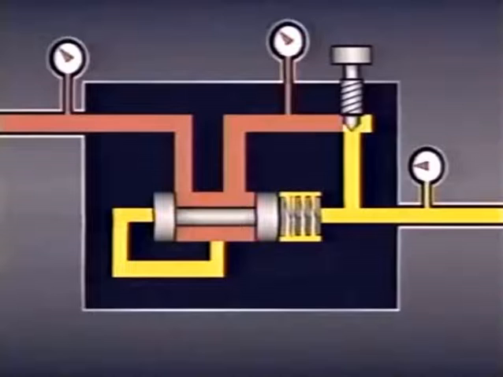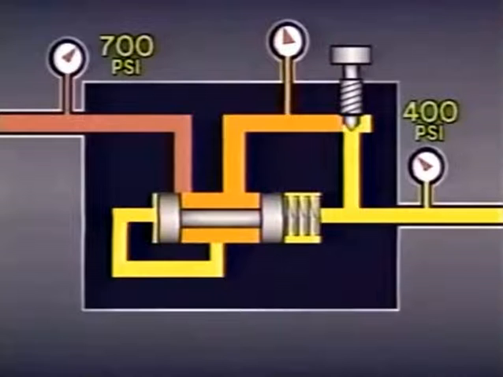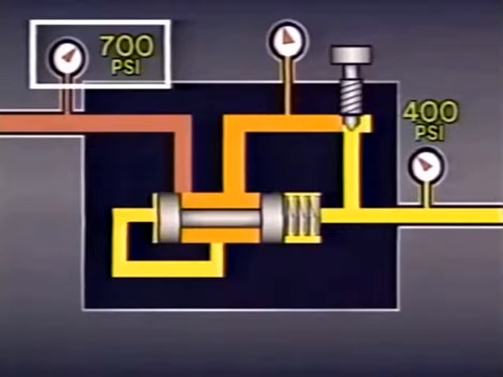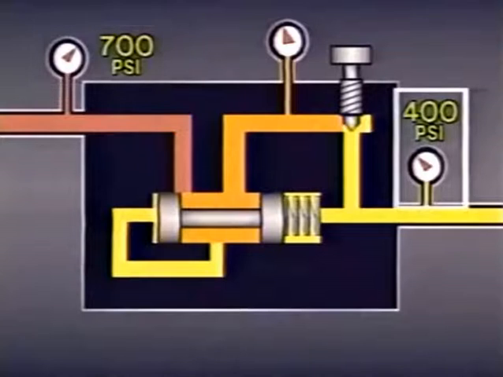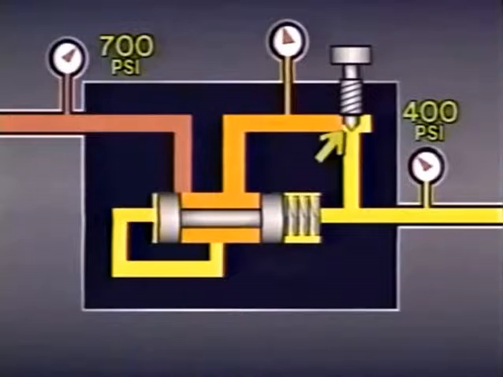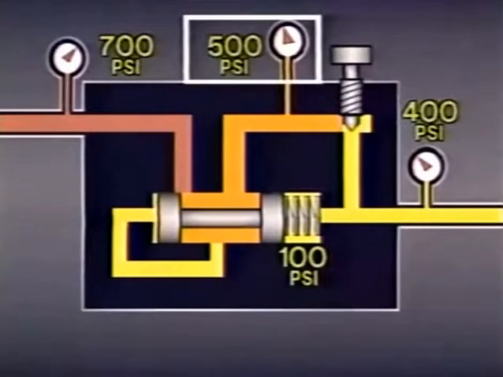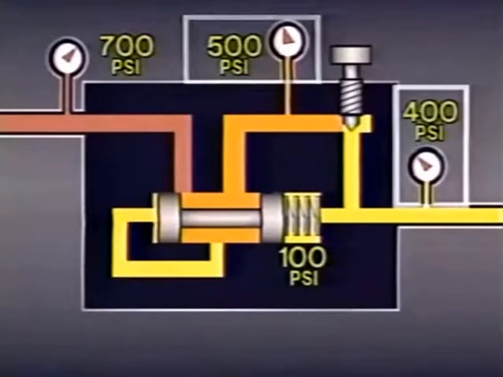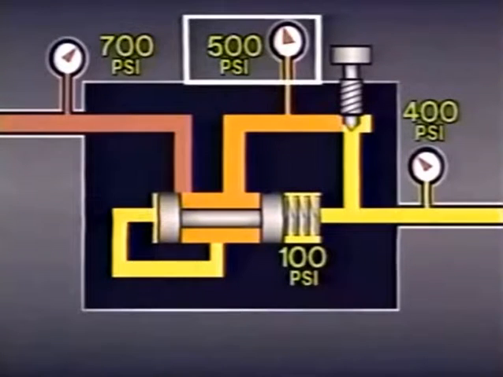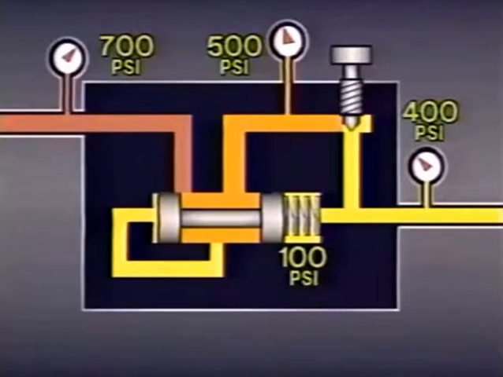Now, suppose pressure changes both upstream and downstream at the same time. For example, let's say the relief valve is reset for 700 psi and the workload increases to 400 psi. As before, the pressure between the restriction and the needle will equal the sum of the load pressure and the spring pressure. So it would be 400 psi plus 100 psi, or 500 psi. The difference between the pressure at the workload and the pressure ahead of the needle does not change, so flow rate and the velocity of the actuator remain the same.